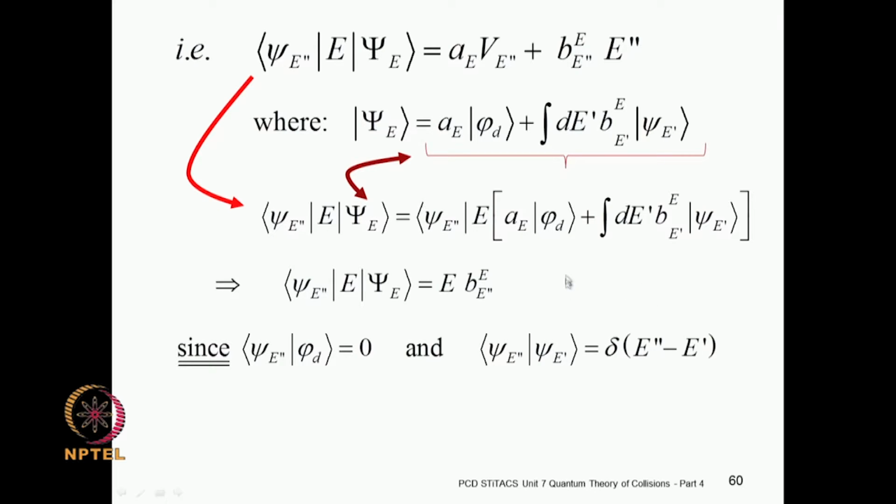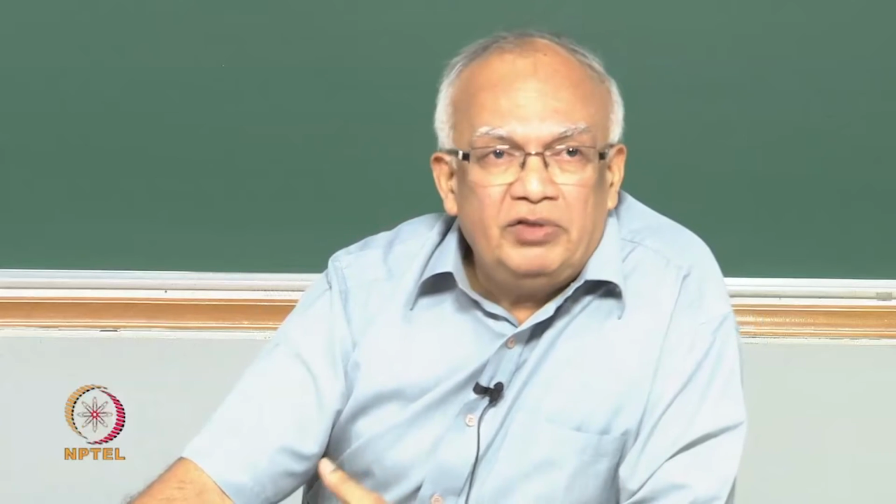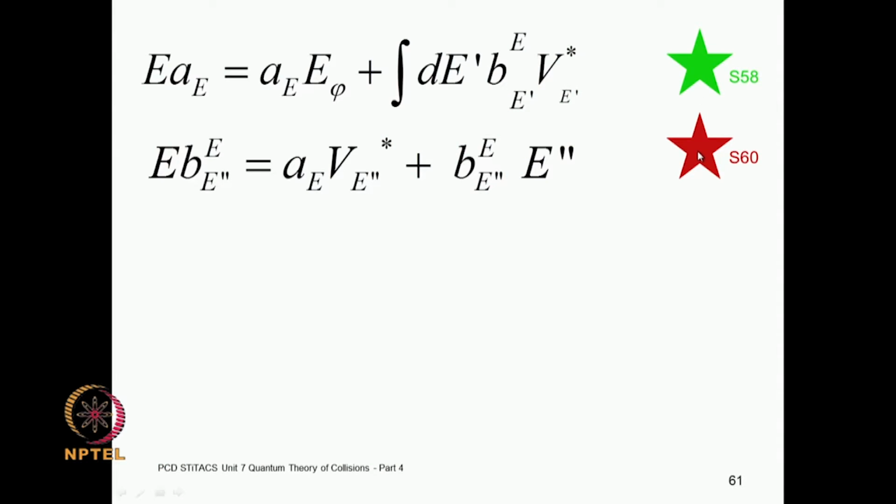Okay. So, let us put both of these over here, and now from the first term you get 0, from the second you get a delta function, you carry out the integration, you get only the term in E prime equal to E double prime. So, you get this equation here, and this is the one which I will refer to as the red star. So, now you have got two equations that I am going to be referring to, one with a green star and the other with a red star. So, these are the two relations that we are now going to analyze.